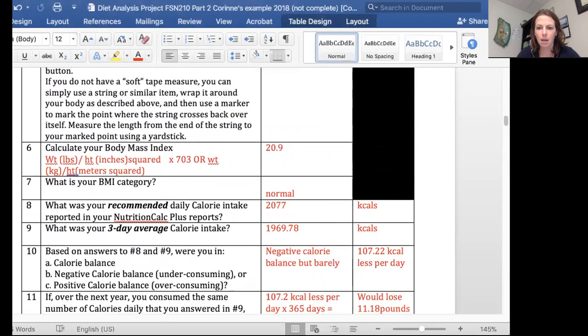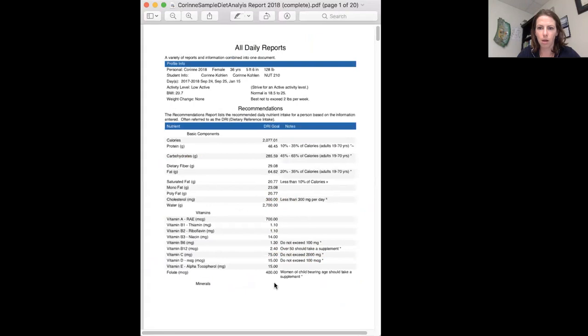So I'm going to see if this will let me share this screen. Yes, it's going to let me share this screen. So now I'm sharing this NutriCalc screen, and let's see. So right here is what my DRI goals were. And then this report won't let me actually move down, will it? Oh, that's annoying. So that's what I was supposed to eat.